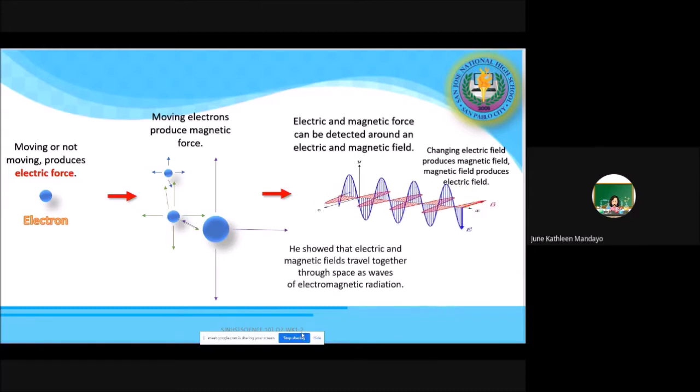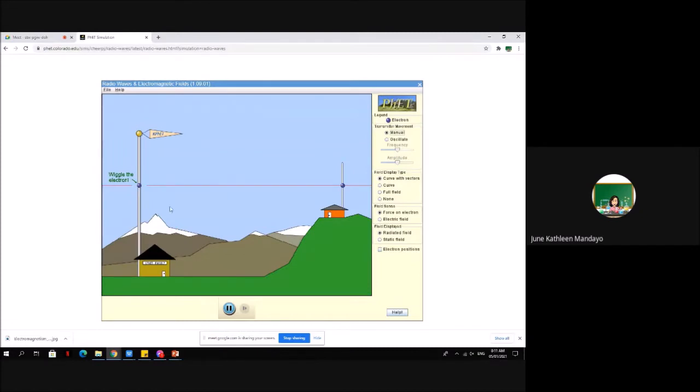In this way, the electric and magnetic fields travel together through space as waves of electromagnetic radiation. So once we have a changing electric field and a changing magnetic field, this will be manifested as what we call electromagnetic waves. Here we have an electromagnetic wave source, say the cable signal for the TV. Then this is our reception, our TV, so there is an antenna.